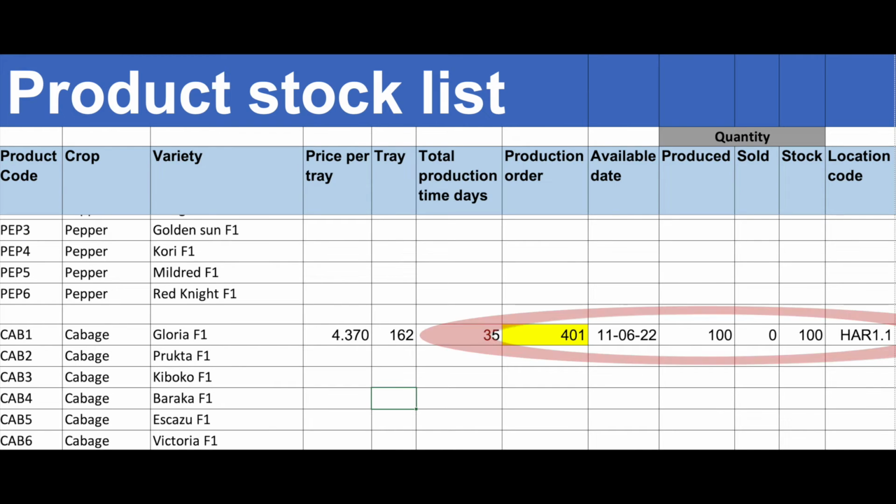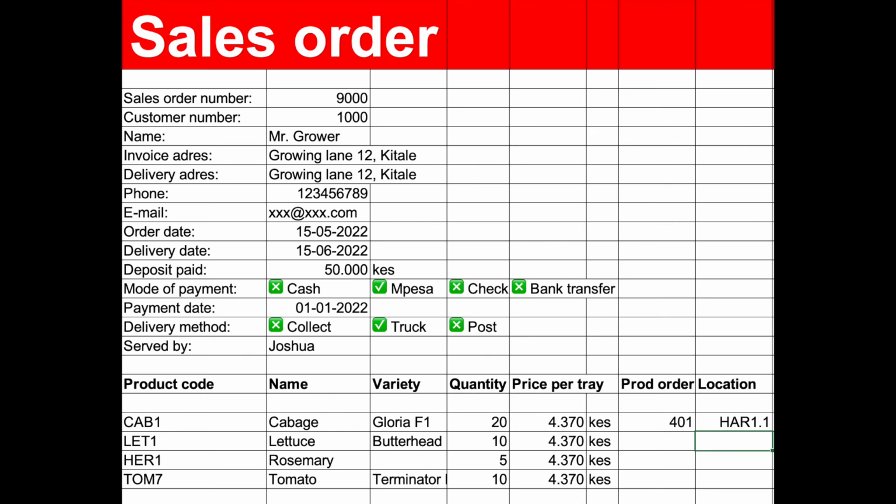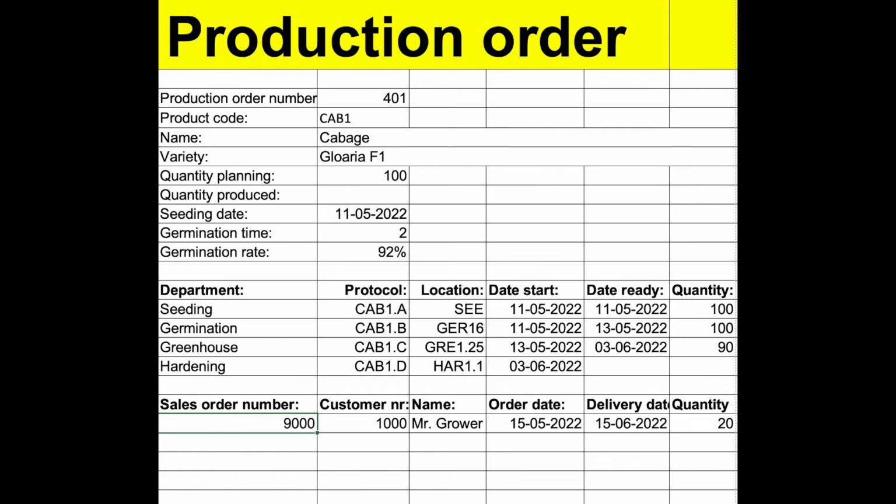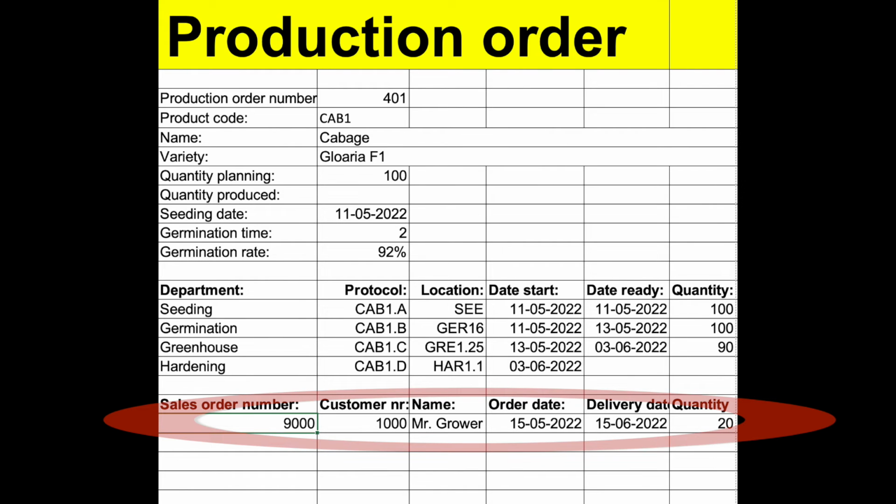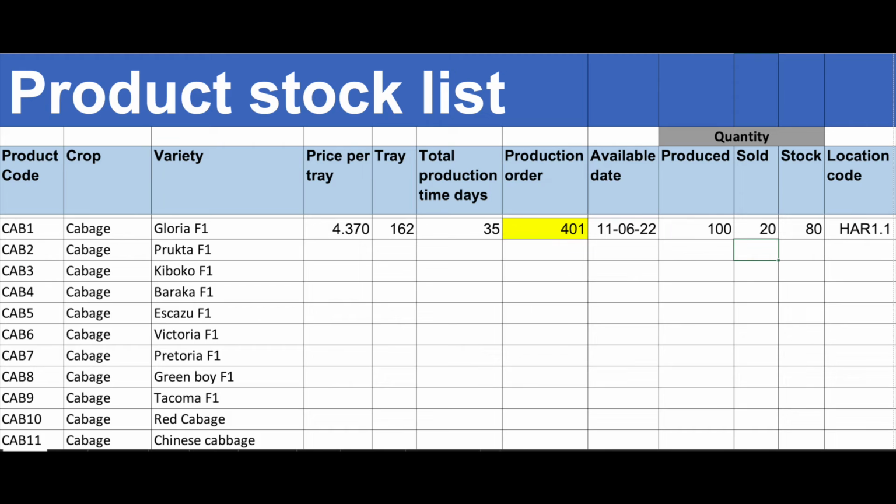The stock list is checked for available production orders and locations. The production order and location code are written on the sales order form. The sales order number is written on the production order form. The sold quantity and the stock quantity are changed on the stock list.